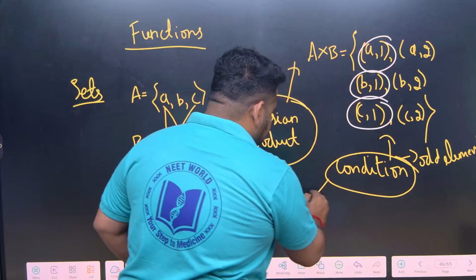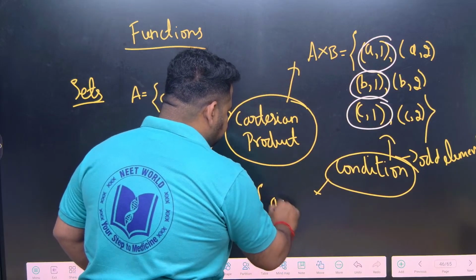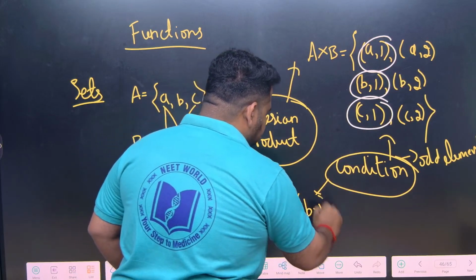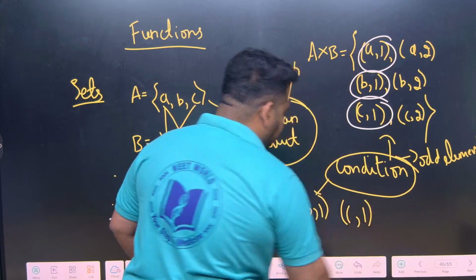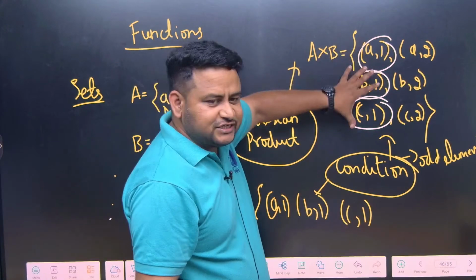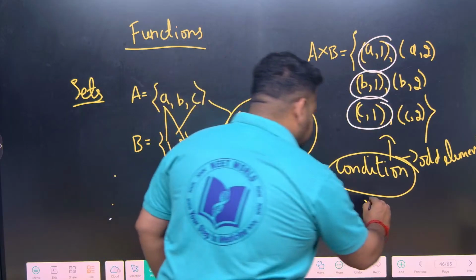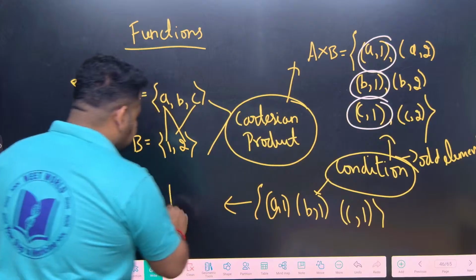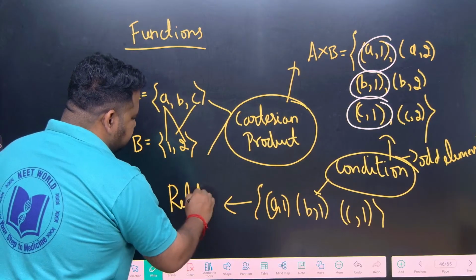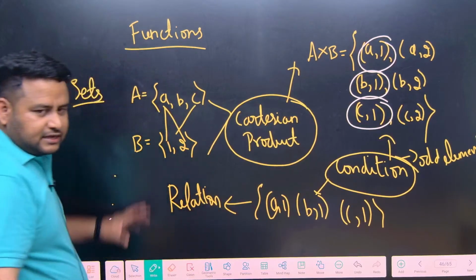Okay, what will I get here? A comma 1, B comma 1, and C comma 1. Okay. So if you apply some condition to this Cartesian product, what you get is called a relation. This is called a relation. Okay, Cartesian product you got.